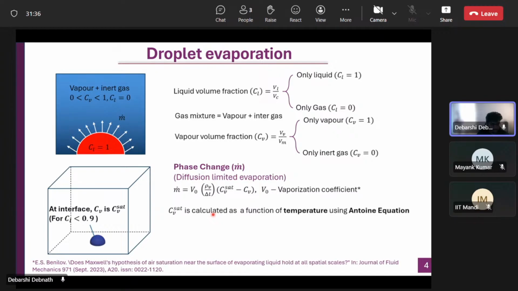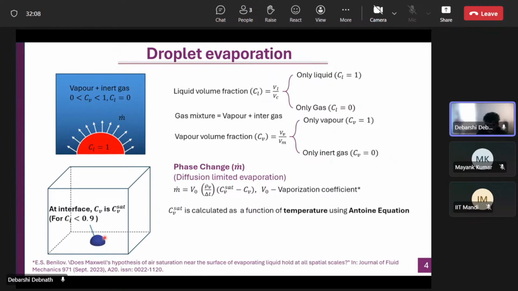So CV saturation is a function of temperature, and you can use the very famous equation called the Antoine equation to calculate the CV saturation as the temperature changes. With this evaporation flux, we'll have evaporation cooling, which is quite important. We'll see it in the equations now.